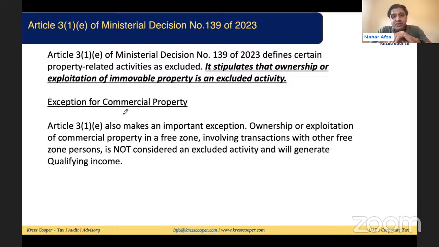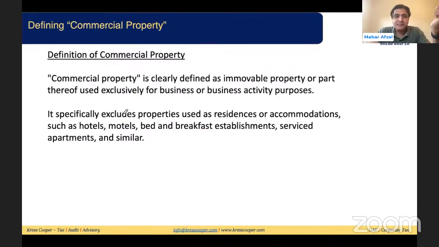But this generally is subject to one exception, an exception that I've already discussed in detail. If all these conditions are fulfilled, note the important point: ownership and exploitation of commercial property in a free zone, involving a transaction with another free zone person, is not considered an excluded activity and will generate qualifying income.